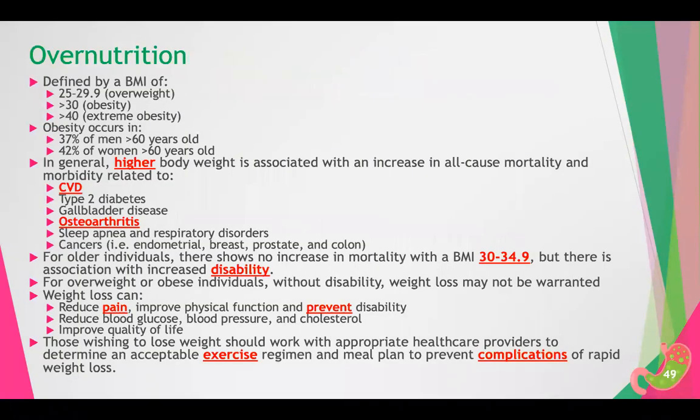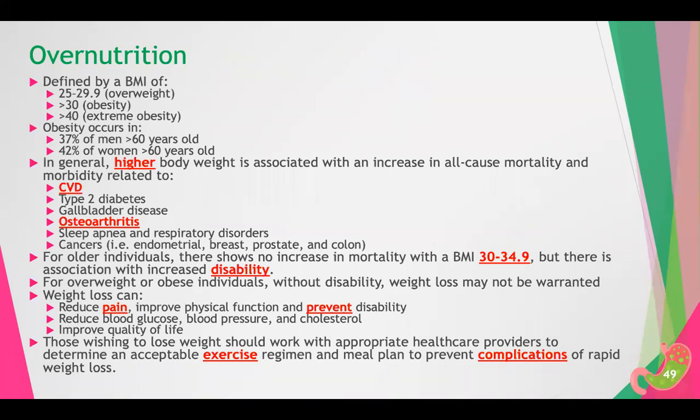So now we'll talk about overnutrition. Overnutrition is defined by a BMI of 25 to 29.9, meaning they'll be overweight. Obese is greater than 30. Extreme obesity is greater than 40. And obesity typically occurs in 37% of men and 42% of women who are over 60 years old.